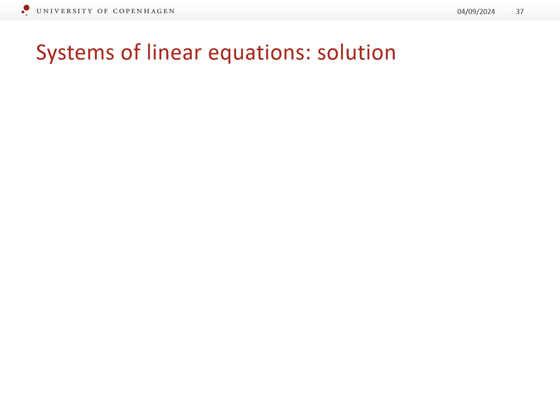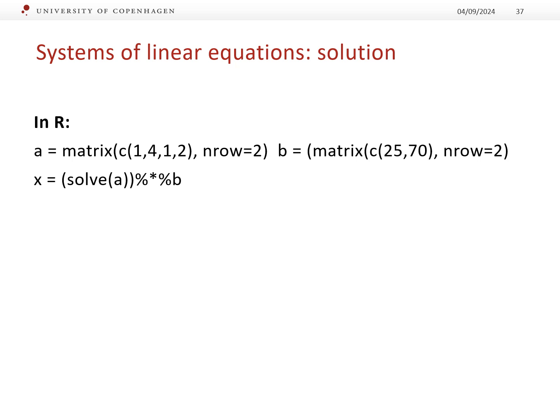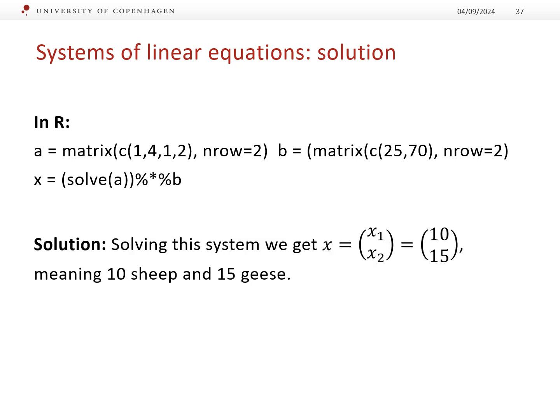So if we implement that in R, as we do, because we don't need to do it by hand, we have our little cheat sheet here with the code. And if you do that, you can pause and try it and then come back. But in principle, what we get from it is a column vector, x, containing the values 10 on the first row and 15 on the second, which means 10 sheep and 15 geese, because x1 was the number of sheep and x2 was the number of geese.